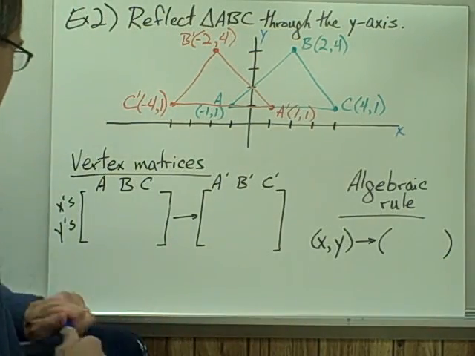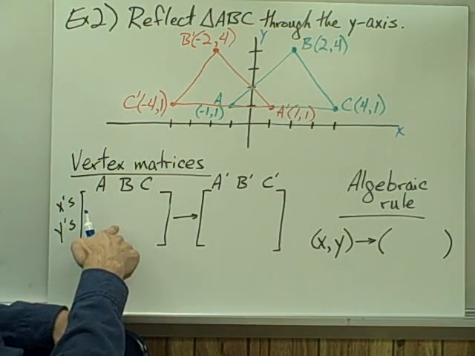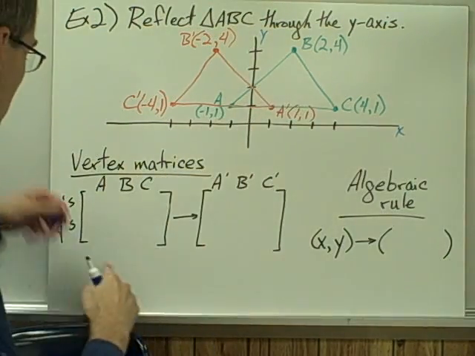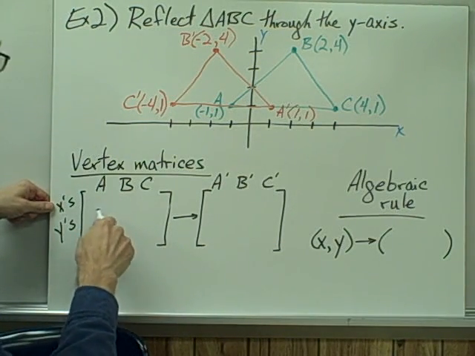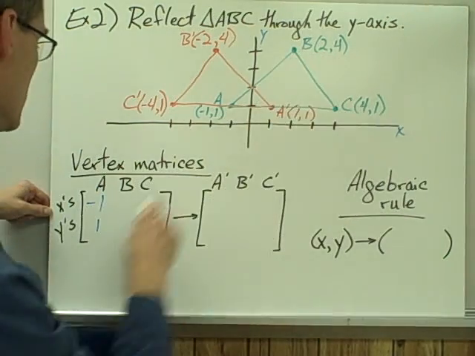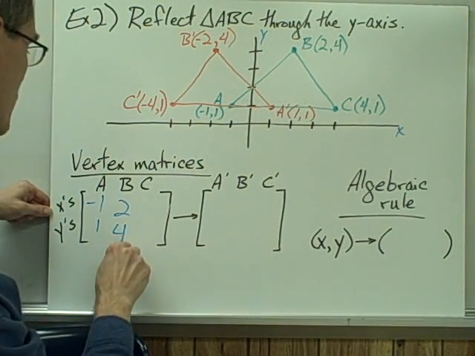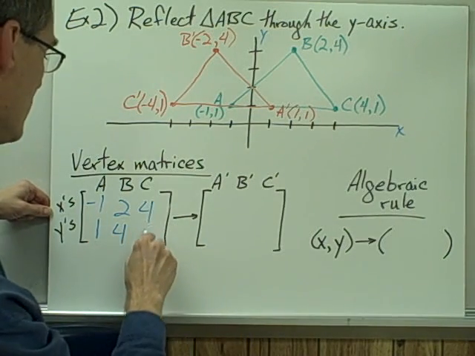So let's see. My vertex matrix for my given image is going to be just the same as it was before. I'm starting with the same triangle. My x's go on top, my y's go on the bottom. A is -1, 1. B is 2, 4. C is 4, 1.